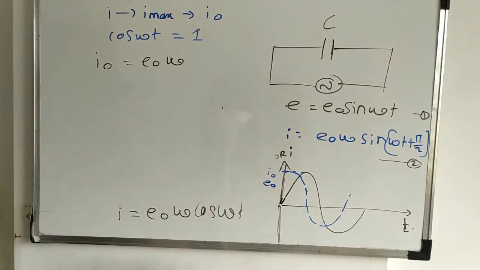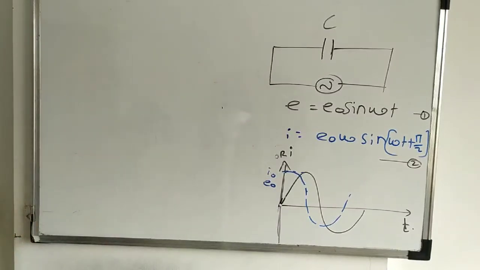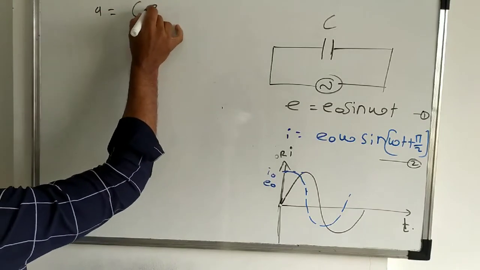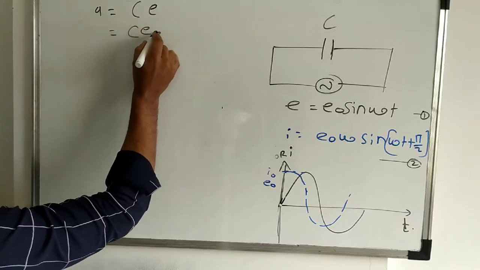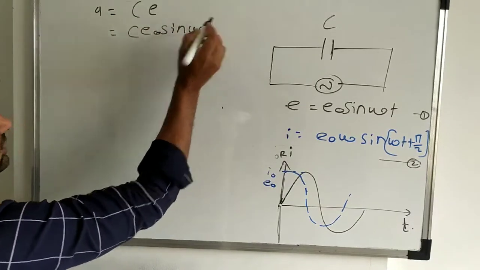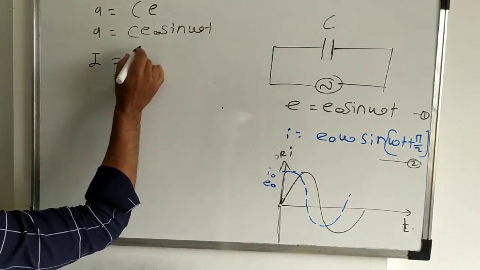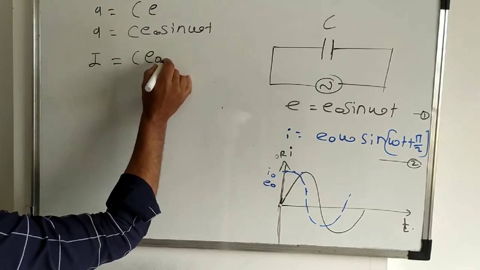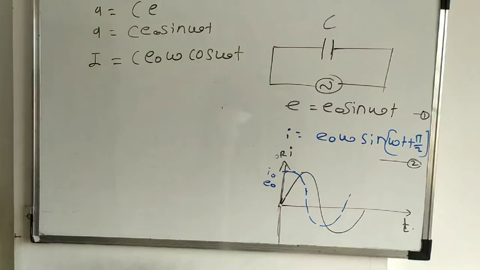Actually, again we'll go to the initial part of the topic. If you look at the equation for Q equals CE, if you put the value of EMF, then it is C E naught sine omega t. This is the value of charge. If you take the derivative, then I equals C E naught omega cos omega t, since the derivative of Q is I.